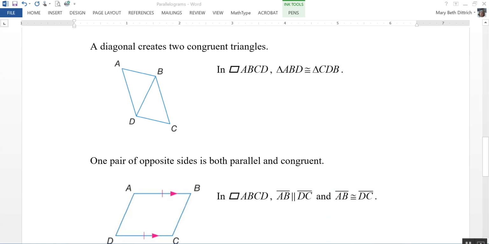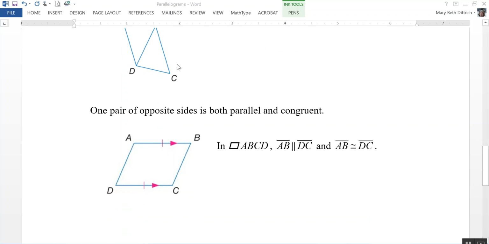In a parallelogram, a diagonal creates two congruent triangles. So here we have diagonal BD, and it creates two triangles, triangle ABD, which is congruent to triangle CDB. And in a parallelogram, one pair of opposite sides is both parallel and congruent to each other. So here in parallelogram ABCD, side AB is parallel to DC, and side AB is also congruent to DC.